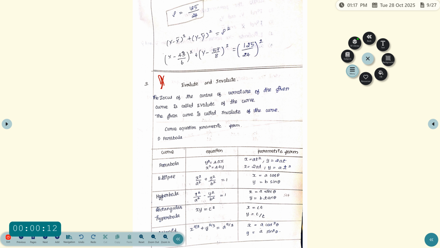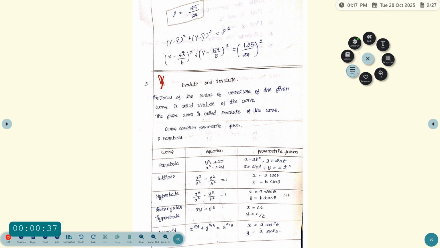Now we are going to see evolute and involute under differential calculus. The evolute and involute can be defined as follows: the locus of the center of curvature of the given curve is called the evolute. The given curve, of which it is the evolute, is called the involute.